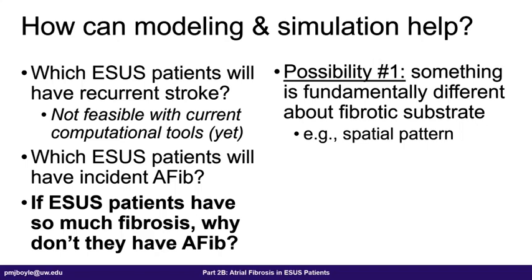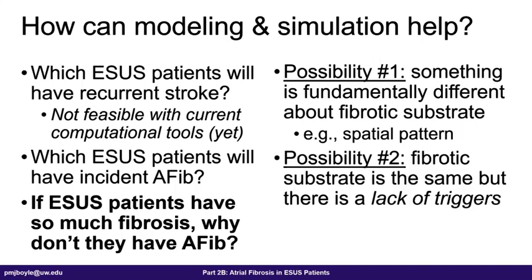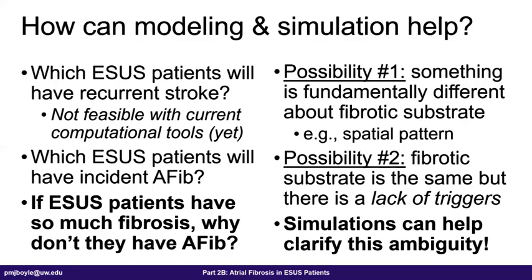But the other possibility, which I'll tip my hand here and say is what we favor, this is our hypothesis, is that the fibrotic substrate is identical between ESUS and AFib patients, but there's an absence of triggers. There's an absence of focal activity in those patients, and so they're kind of like a ticking time bomb waiting for those triggers to form somehow, become malignant, and engage the fibrotic substrate and perpetuate AFib. And we think simulations can be really helpful in clarifying this ambiguity.